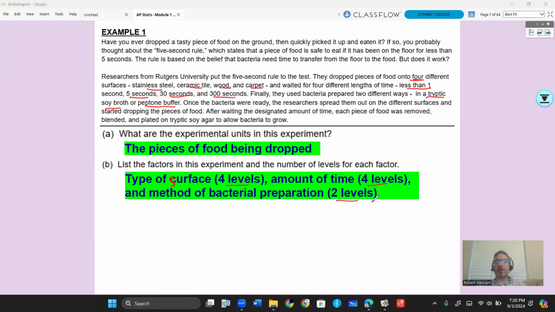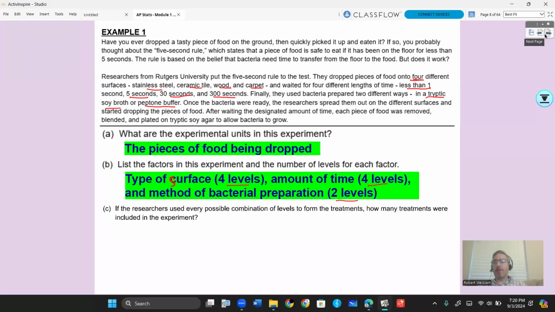And what we want to try to figure out is how many different ways there are to combine those and measure each one and make those comparisons. And so that's getting into every different possible combination. If the researchers used every possible combination of levels to form the treatments, how many of those could we include in the experiment? Maybe somewhat impractical to do all these, but if we could and use every possible type of experiment, how many would there be?